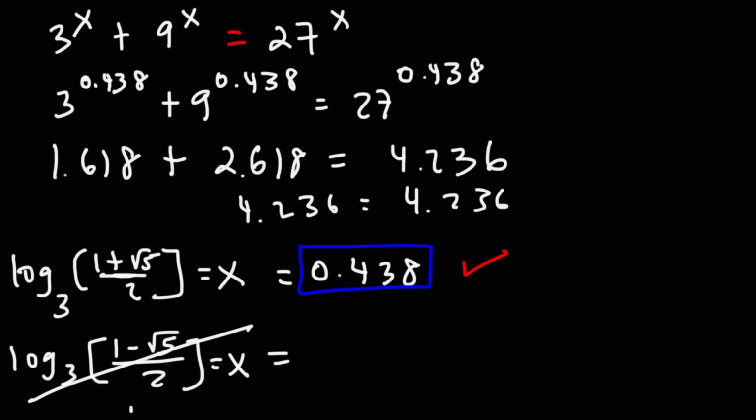You can't have a 0 or a negative number inside of log. So those two values of z should be eliminated. Therefore, this is the only one that's going to work, 0.438. So that's the rounded answer, but this is the exact answer. So that's how you can solve an exponential equation that looks like that.